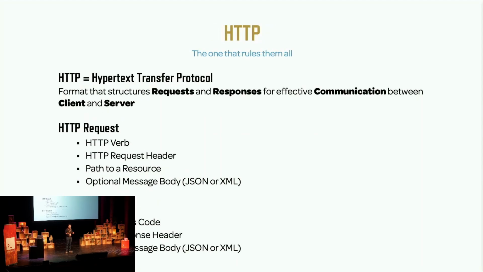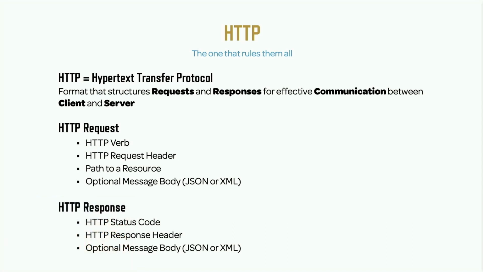So to understand REST APIs a bit better, we're going to focus a bit more on HTTP, the main protocol that runs it all, Hypertext Transfer Protocol. The main use for HTTP is to send requests between the server and the client through HTTP requests, and also get responses back and know how to act. As you can see, generally the structure of an HTTP request is using an HTTP verb, HTTP request headers, a path to a resource, and an optional message body. In HTTP responses, we get a status code, response header, and an optional message body.